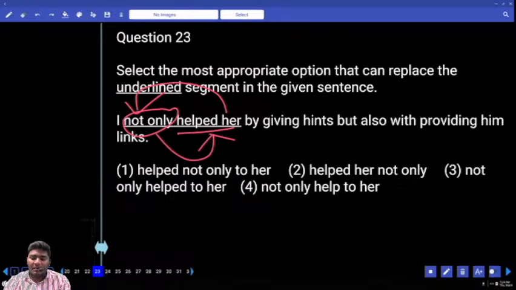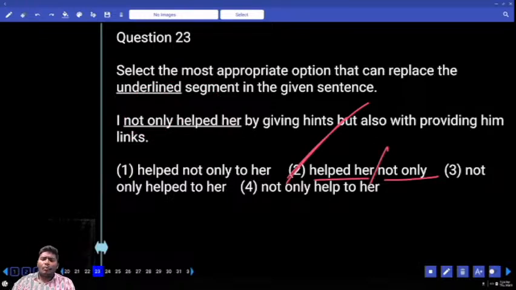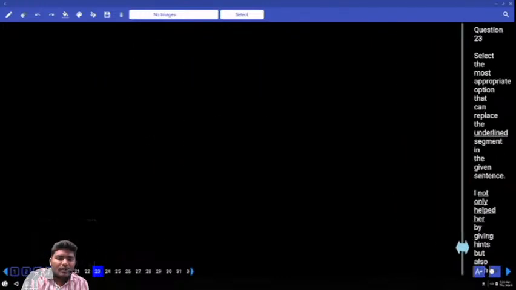Where do you find that type of sentence? That comes with the second part. Helped her not only. So this you may not make out very quickly. Let me give one more sentence. Write down the sentence in the space wherever you have. She neither speaks English nor Hindi. She neither speaks English nor Hindi.